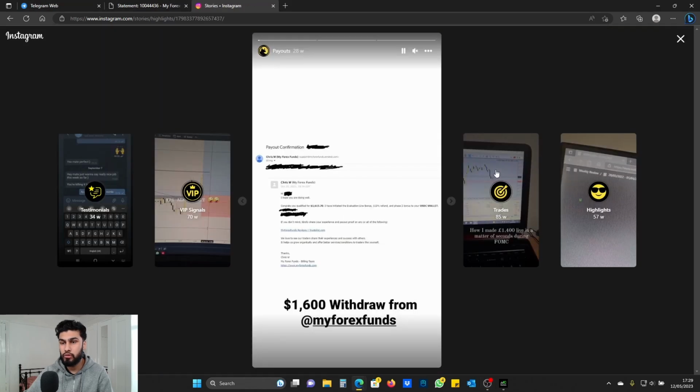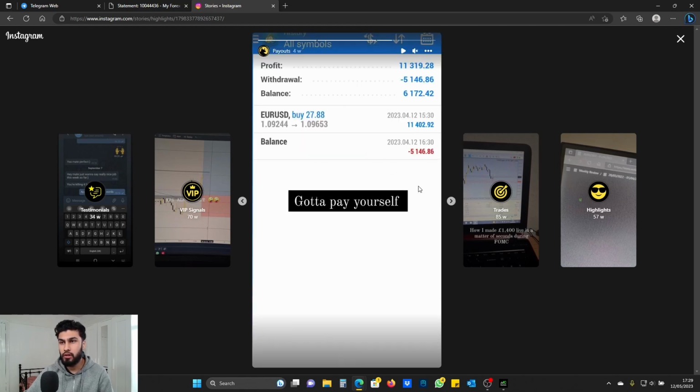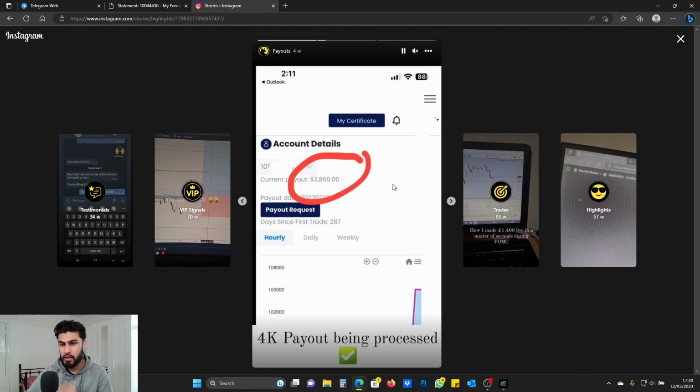If you come on to the payout section, you can see that after the 5k withdrawal, 80% was then withdrawn, which was around 3.8k, and then you can also see on the MT4 terminal that 5k was withdrawn. So here's the payout proof.